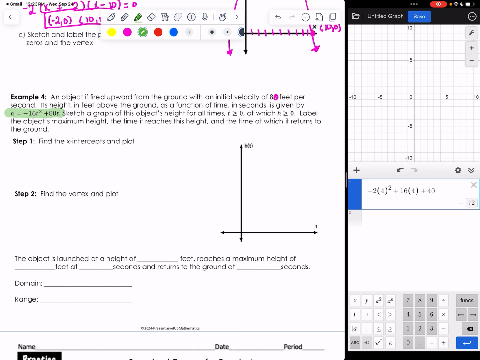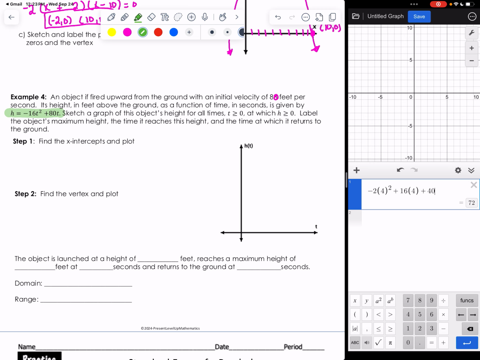Sketch a graph of this object's height for all the times where t is greater than or equal to 0 and where height is greater than or equal to 0. Label the object's maximum height, the time it takes to reach this height, and the time at which it returns to the ground. So step 1, we're going to find our x-intercepts and plot.